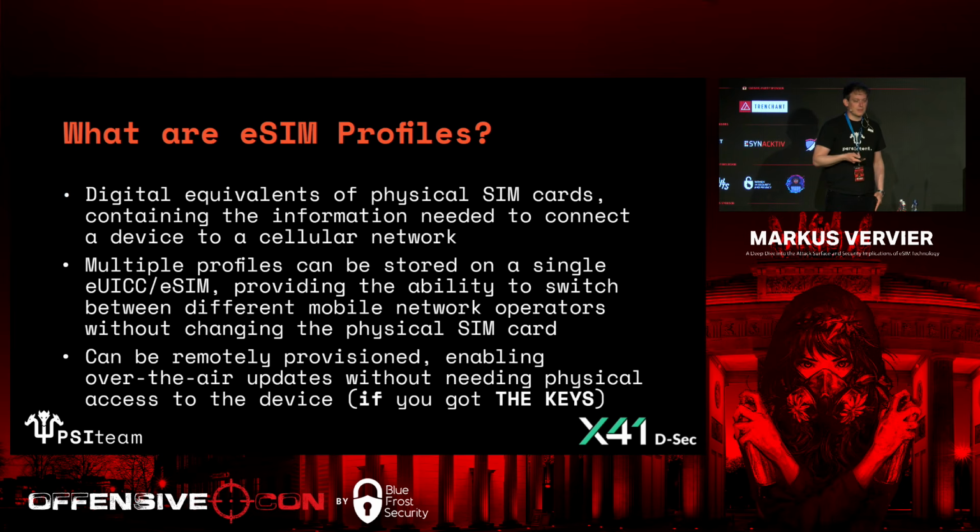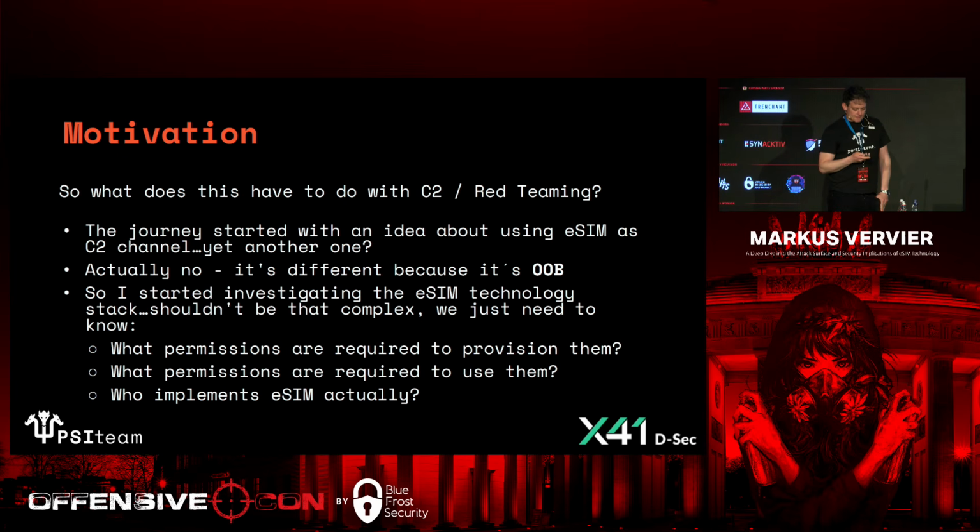So you can store multiple of these profiles on your eUICC, or commonly that's what they also call eSIM, but you can only use one at a time, unfortunately. I think I've seen a dual SIM device that might be able to do two, but that's a restriction from the hardware, because you usually only have one radio. An interesting thing is they can be remotely provisioned, enabled, disabled. And since it contains the keys, for example, to connect to the network, that needs to happen securely. So the question is, what does this have to do with C2 and red teaming, right?